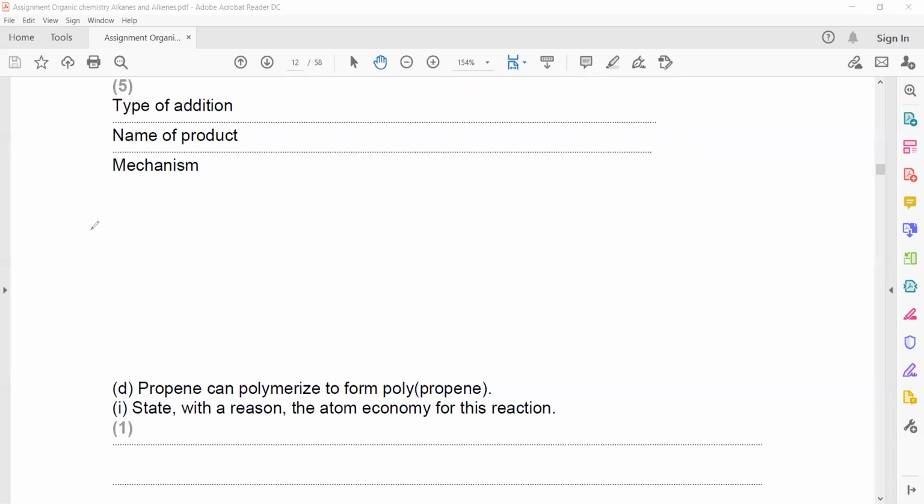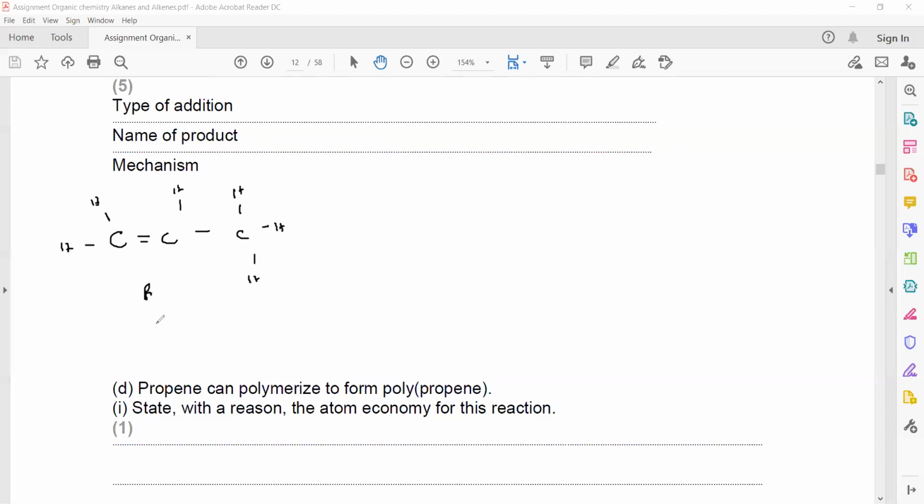So first we have propene, so C double bonded with C. In the mechanism, it's better if you draw the displayed formula, but the other one is acceptable as well. So this will have 3 hydrogens.